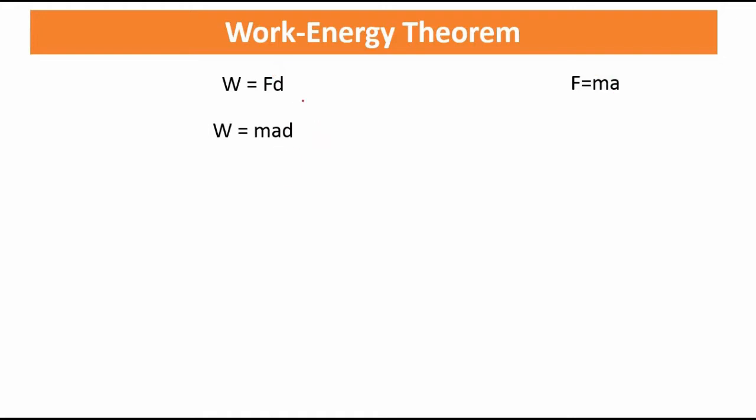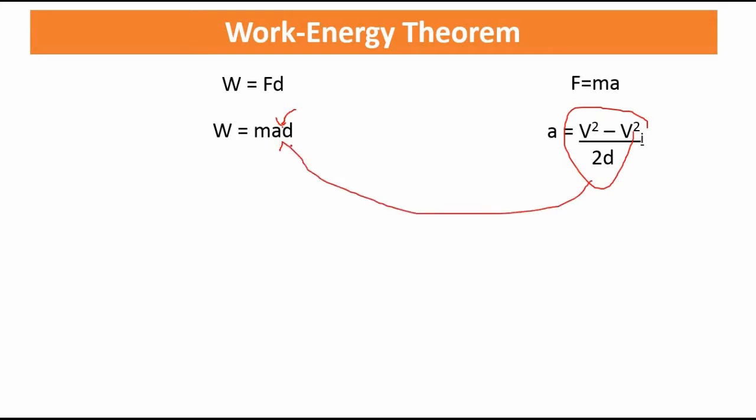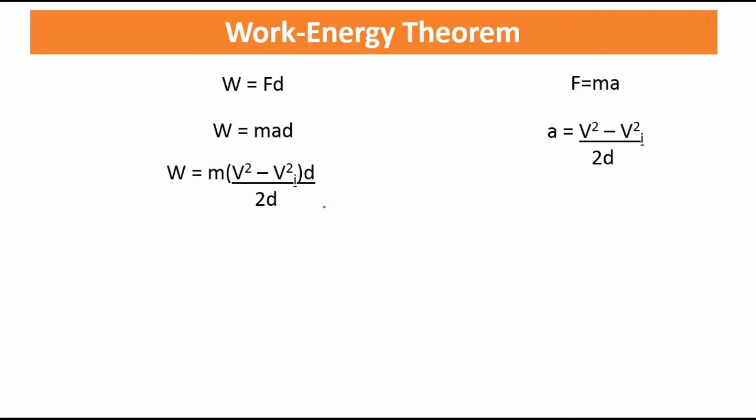Furthermore, in the previous lessons, we learned about the kinematic equation. And we found out that acceleration is equal to final velocity squared minus initial velocity squared over 2d. So we can substitute this value to this acceleration here. So it turns out like this.